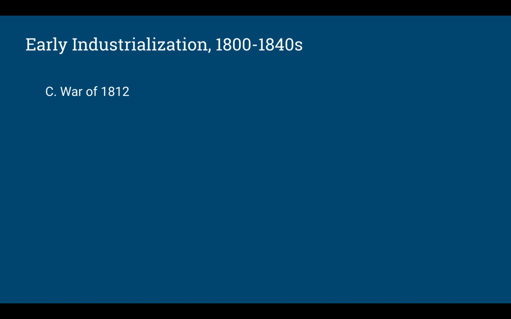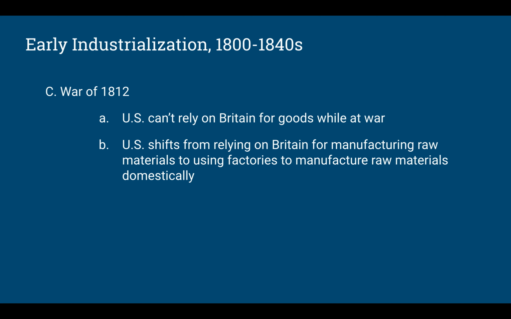So we talked a little bit about this already with our dates, but the War of 1812 is a significant shift. And the U.S. cannot rely on Britain for goods while at war, and they learn how to do it on their own while they're at war, and as a result, the U.S. shifts from relying on Britain for manufacturing raw materials to using factories to manufacture raw materials domestically. That means within the borders of the United States. So the United States is becoming more self-sufficient, not depending on factories in England to turn raw goods into products.